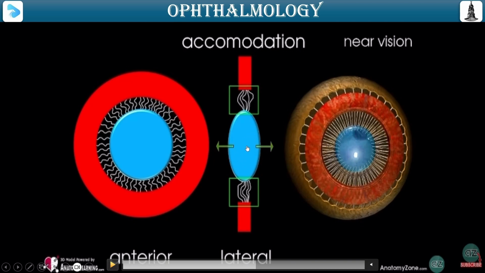More convex means more refractive power. More refractive power means making the near vision better. And this process is called accommodation.